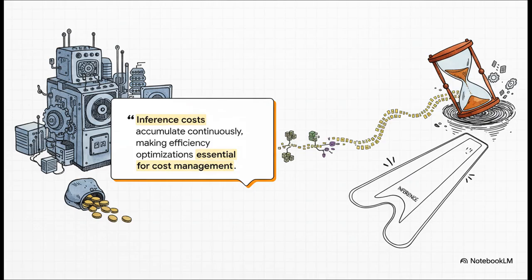Over the life of a model, the continuous, day-in, day-out cost of inference can easily dwarf the initial cost of training it. And that's why efficiency tricks, things like model quantization, pruning, and distillation, become absolutely essential for managing inference costs in a way that just doesn't apply to that one-time training bill. Optimizing for the wrong race can be a catastrophic financial mistake.